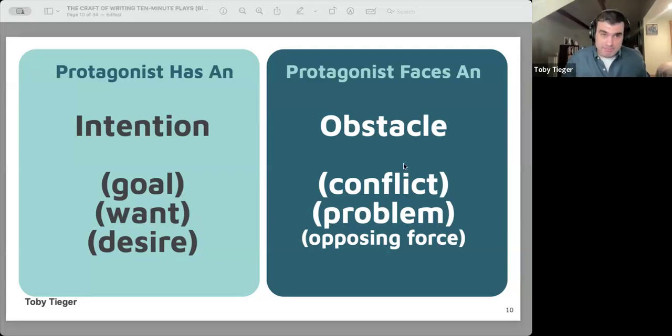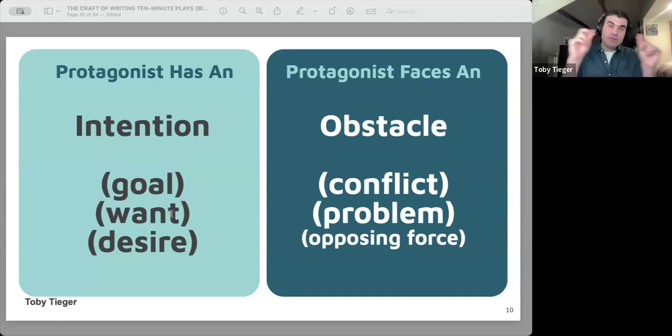So, you can think of this as a clothesline. If you have a character who is in a room with a locked door, and the character doesn't want to leave the room, and the door is locked, you don't have drama because they can't get out, but they don't want to. In the same way, if you have a character who wants to leave the room and the door is not locked, you don't have drama because they want to leave the room and then they open the door and they get out. In order to have drama, you have to have the character having a want and an obstacle in the way.